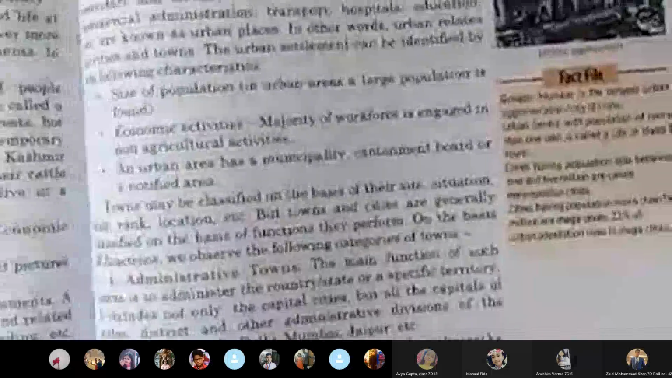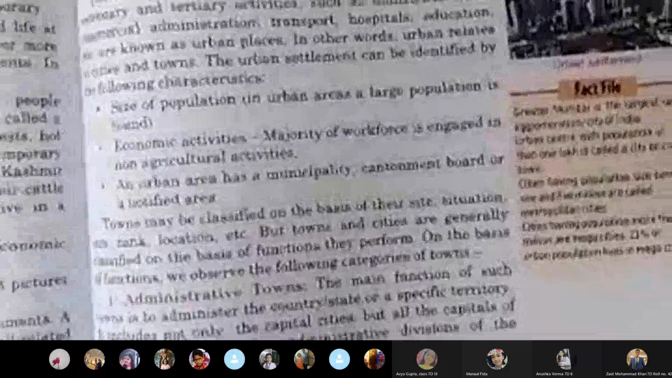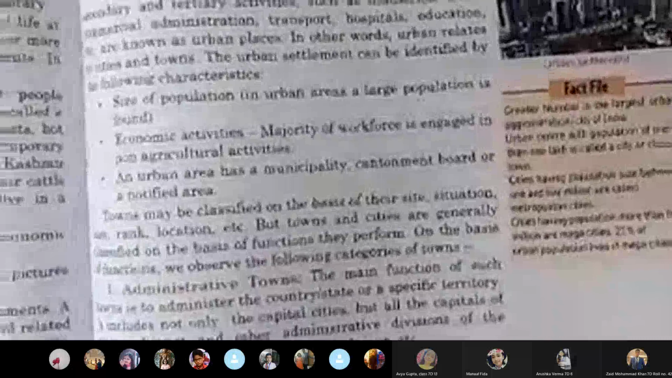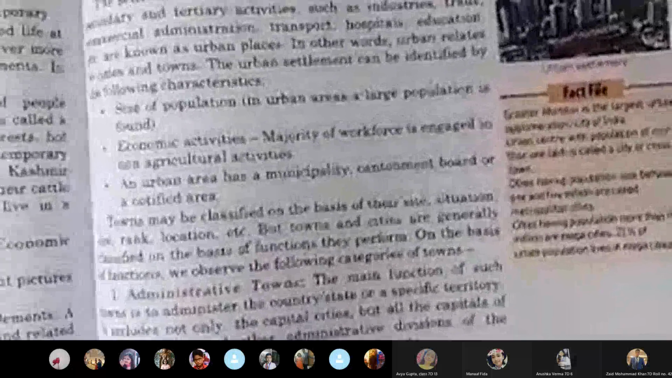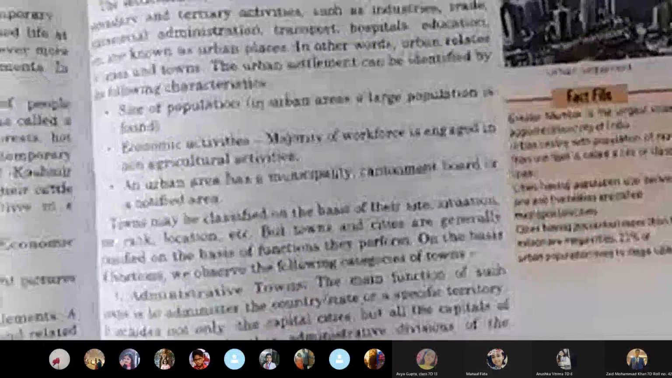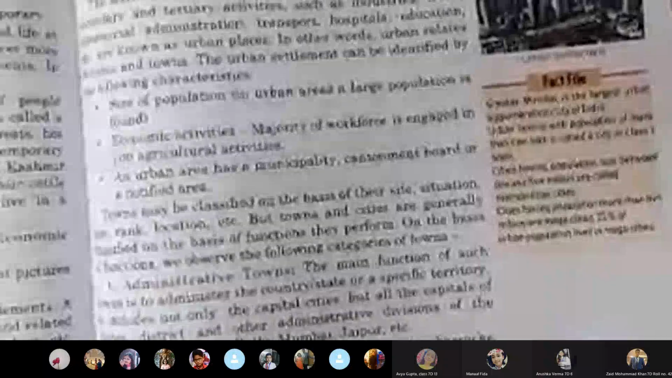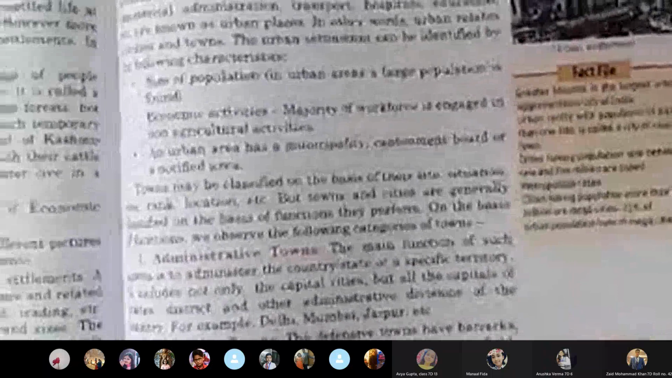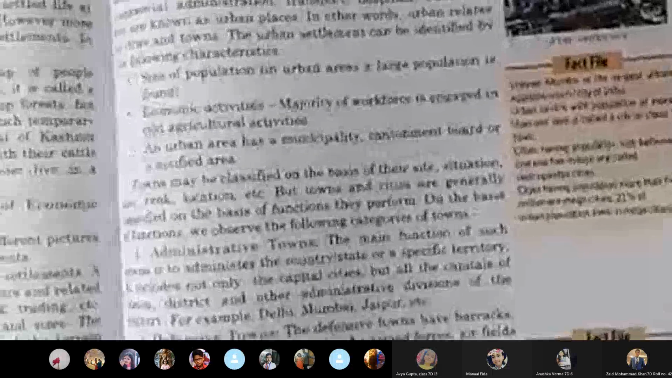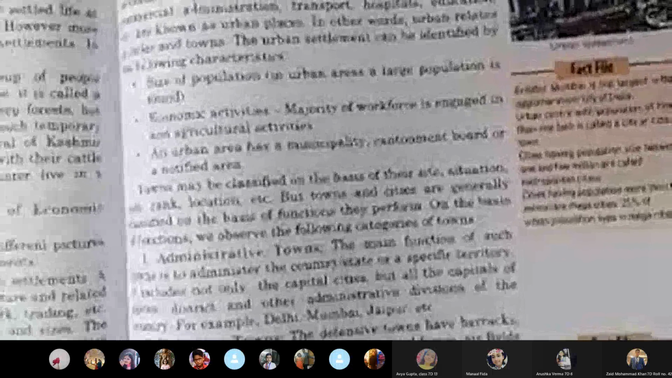Now we talk of secondary and tertiary. Those secondary and tertiary activities are like industries, trade, commercial administration, transportation, hospitals, education. All these are known as urban places because these urban settlements have all these facilities. So in other words, we can say that urban relates to cities or towns. Okay, the urban settlements can be identified by the following characteristics. What is the best way to identify the urban settlement? That means a city life.